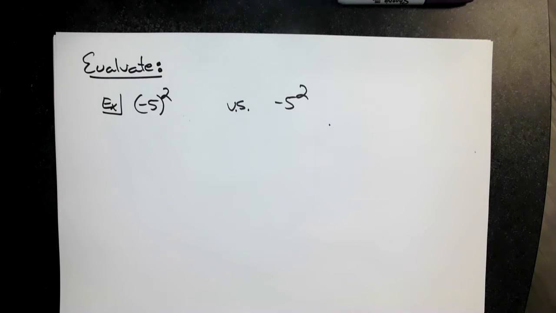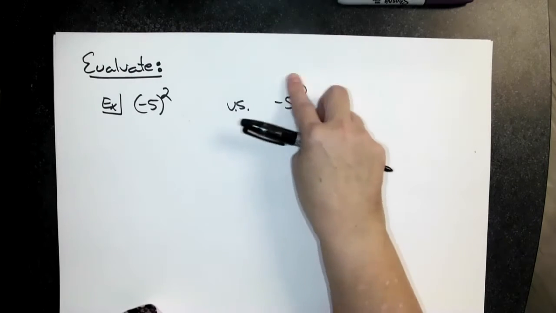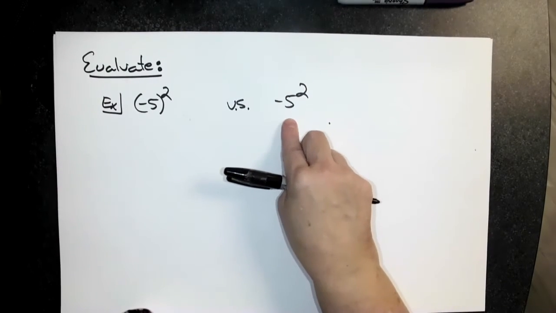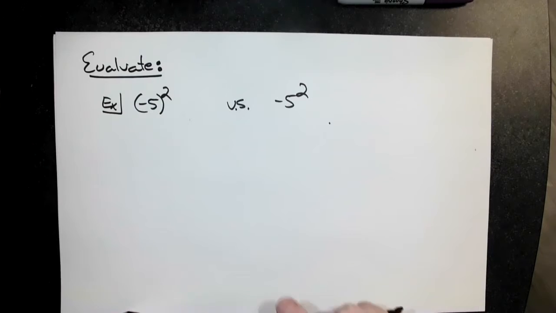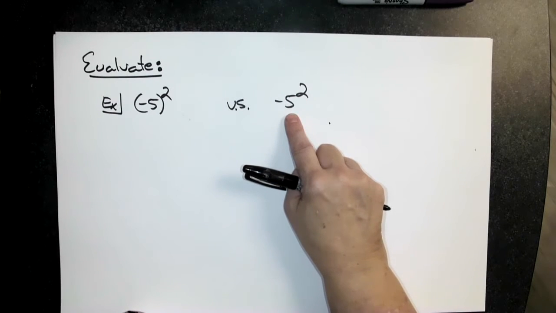All right, a lot of people will look at this, put this in the graphing calculator exactly like that. They'll do negative 5 raised to the second power, and then it gives them a negative 25, and they're going, oh, but that's wrong, because negative 5 times negative 5 is positive 25. All right, the calculator didn't do it wrong, you did it wrong, okay?